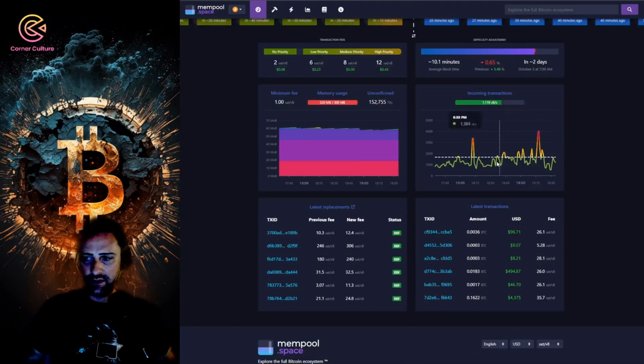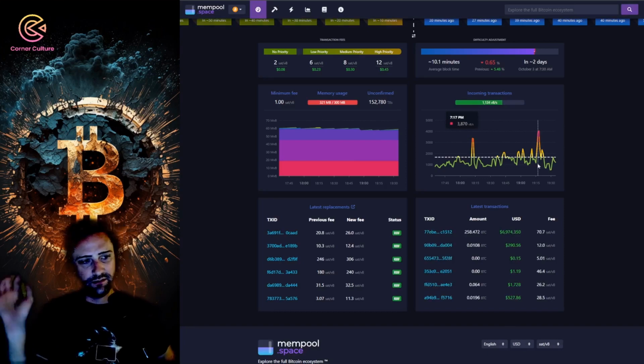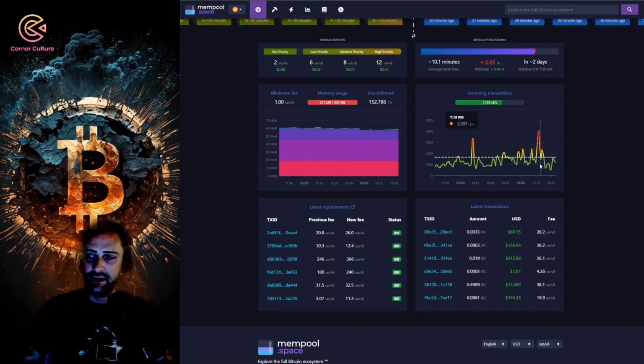Here's a little graph of the number of incoming transactions. You can see how it spikes sometimes, like companies or projects or whatever come in sometimes and just submit thousands of transactions and kind of congest the network. And so this drives up the network fee, obviously.